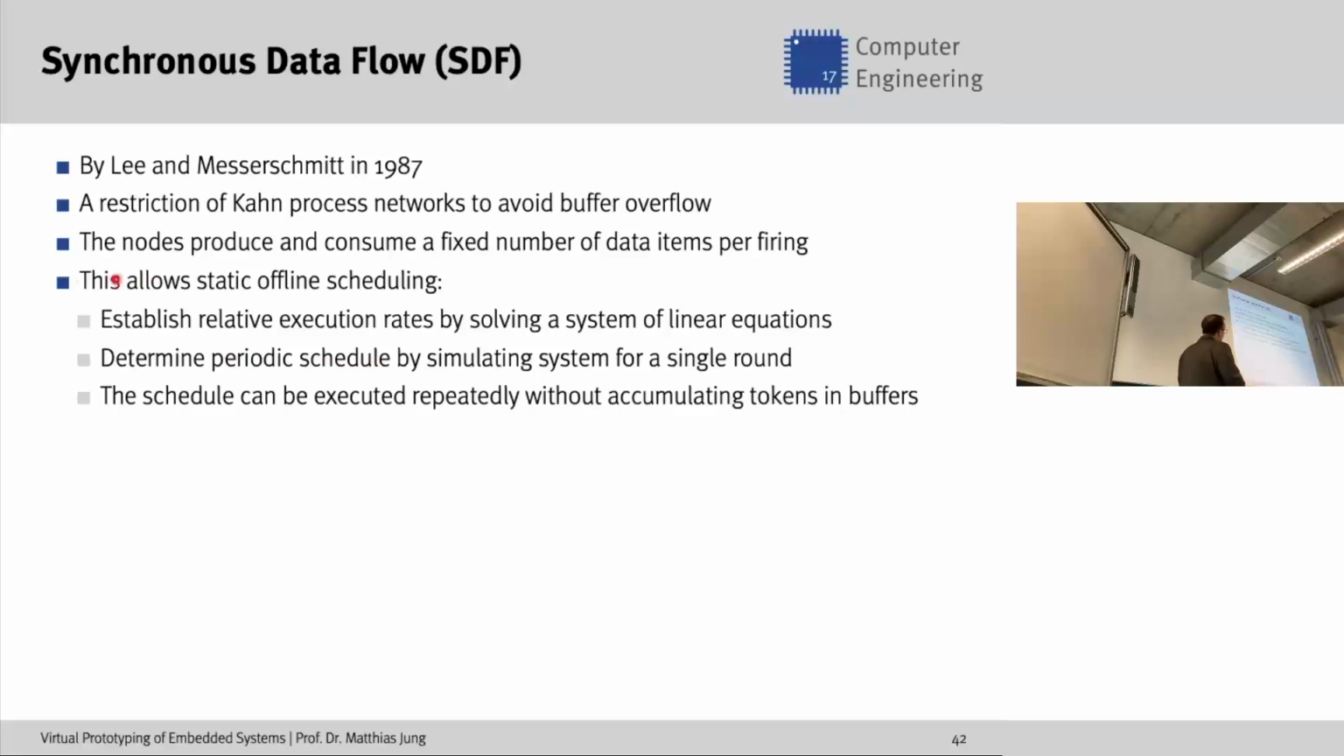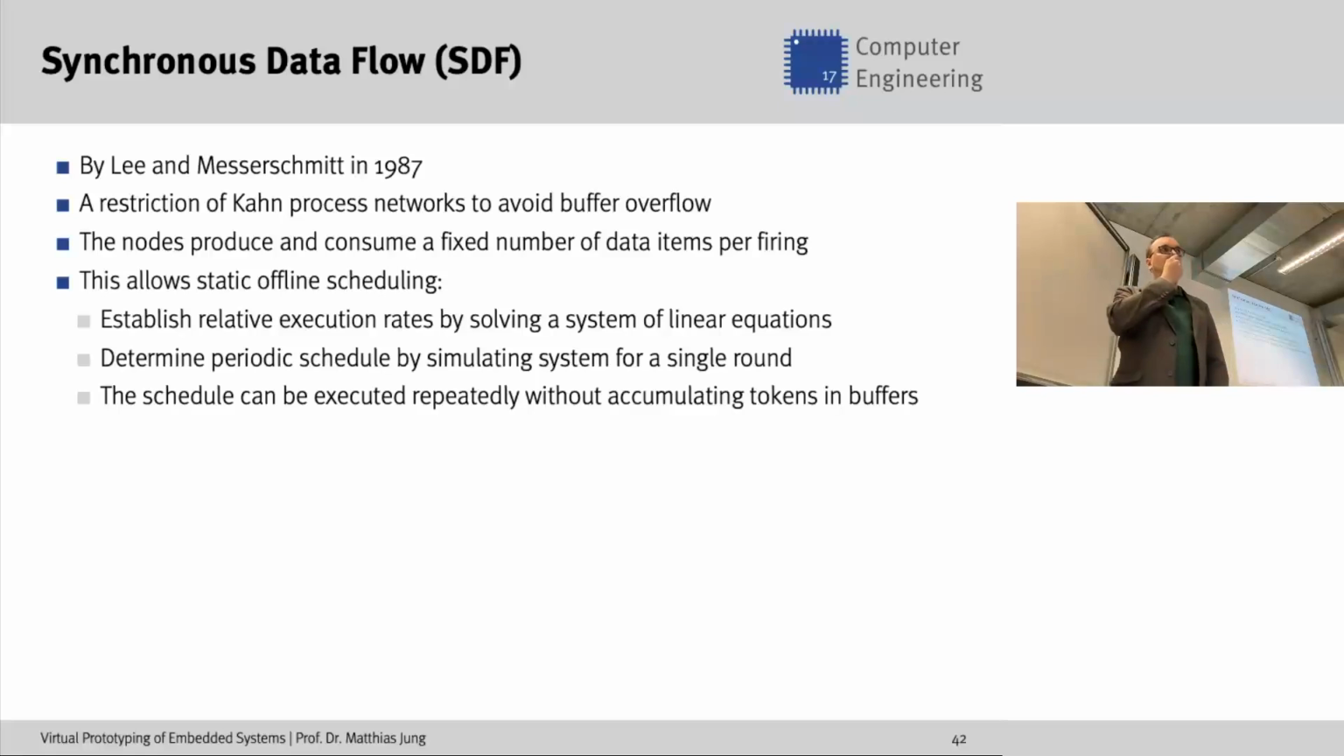And yeah, we can then compute the relative execution rates by solving a system of linear equations. We will also look into this when we talk about SystemC AMS. And then we can determine a periodic schedule by simulating the system for a single round. And then the schedule can be executed repeatedly without accumulating tokens in buffers.